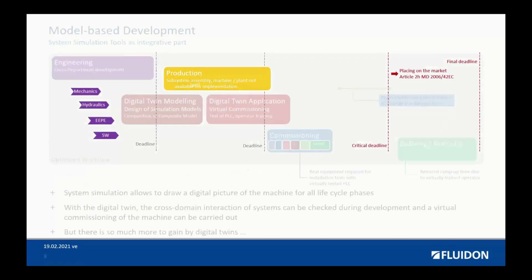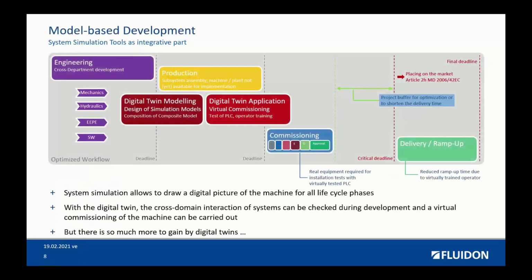So let's bring in system simulation tools as an integrative part of the development. System simulation allows you to draw a digital picture of your machine. And with a system simulation-based digital twin, you can check cross-domain interaction. You can collect real-time data, and the digital twin can run in parallel and use this data to make forecasts of the service conditions or the health status of the machine, for example. If the behavior of the real machine changes compared to the digital twin, for example, if something is happening to the valve, the spool is worn out, or whatever you have in mind, it is immediately detected.